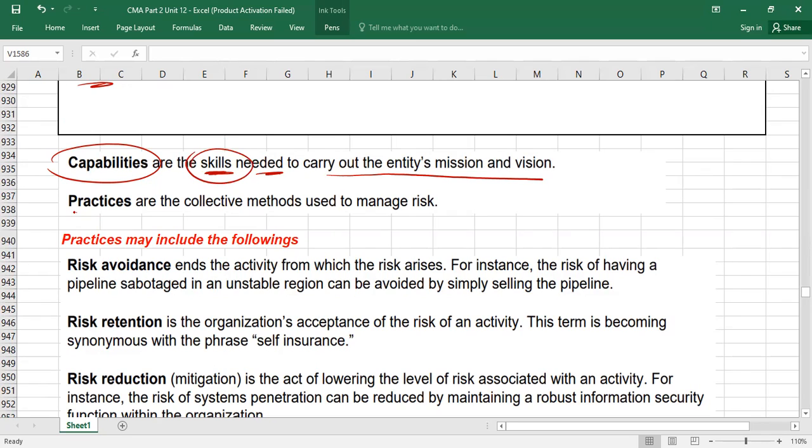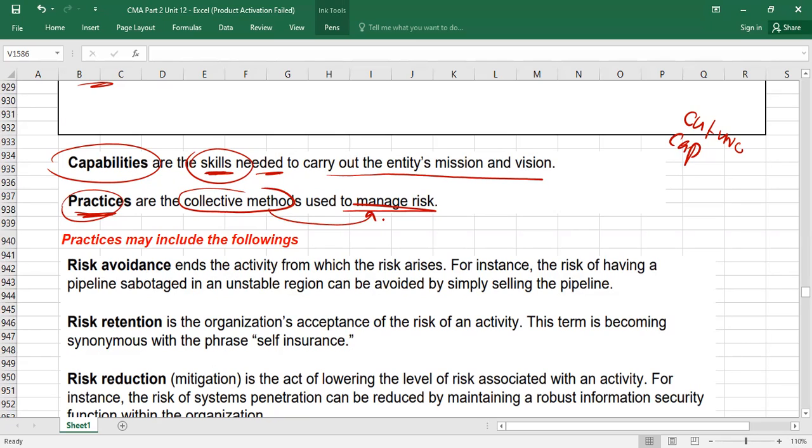Then practices. Obviously, if you have a risk management department in your company, you have a culture also, like you have a tone at the top, and people are taking risk management seriously. So you have capabilities also, but you are not utilizing that culture and those capabilities to manage risk. So it means practice is more important. Practices are collective methods used to manage risk. Now what does collective methods mean here? Which methods you can apply to manage risk.